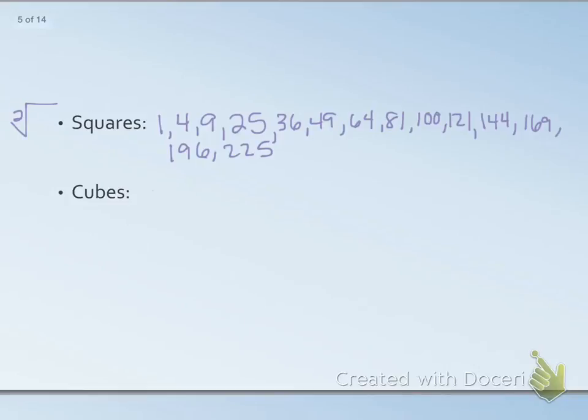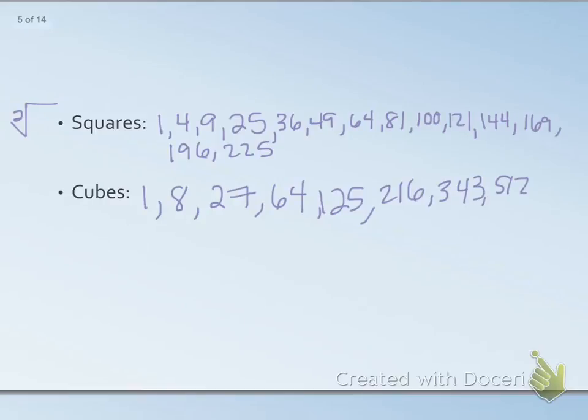And then we're going to do cubes. So 1 cubed is 1. 2 cubed is 8, so 2 times 2 times 2. 3 cubed is 27. 4 cubed is 64. Then we got 125 and 216, 343, and 512. Okay, so these we're going to be using when we see problems with cube roots.